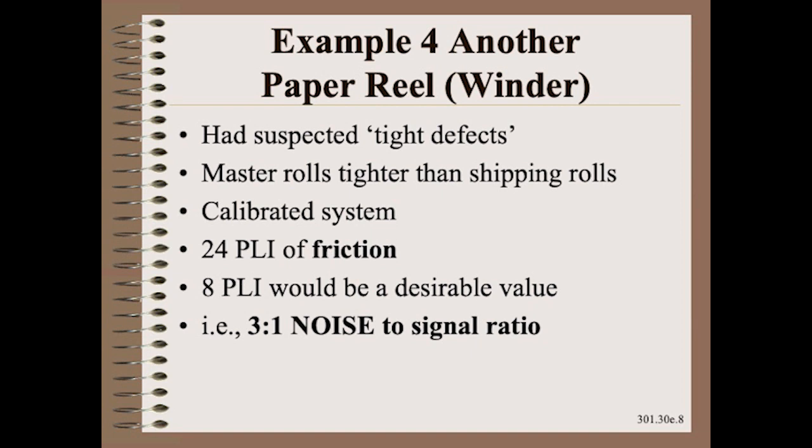Example 4 is a paper machine reel winder that had tight defects. Additionally, they had the nearly unheard of situation where the master rolls from the web maker were wound tighter than the shipping rolls on the rewinder that followed. I calibrated the system in a few minutes. It showed 24 psi of friction for a 3:1 noise-to-signal ratio.